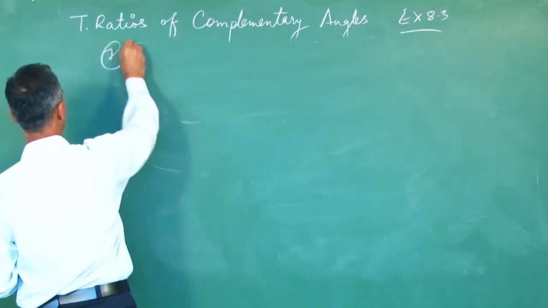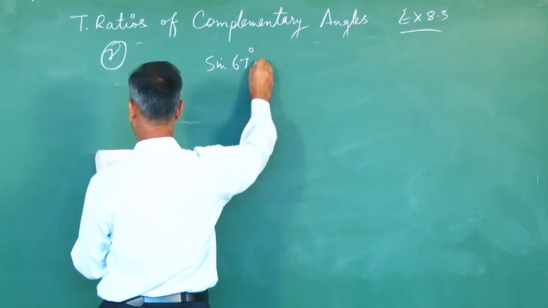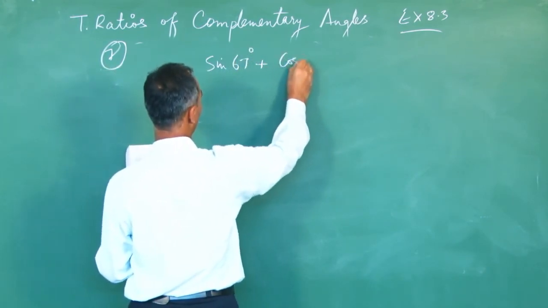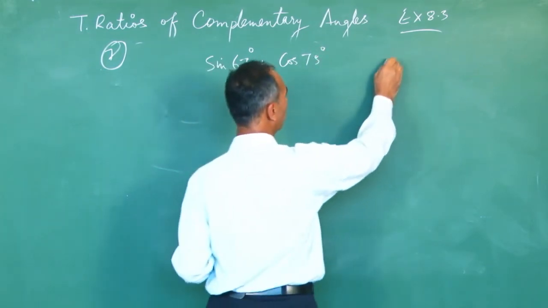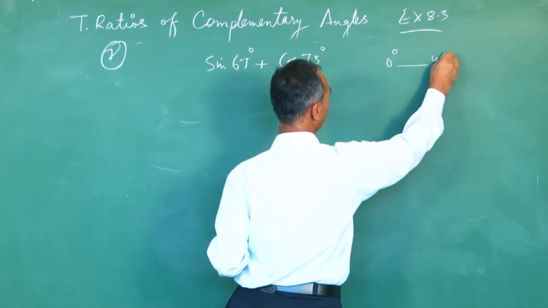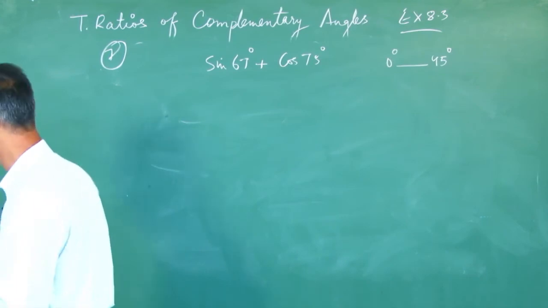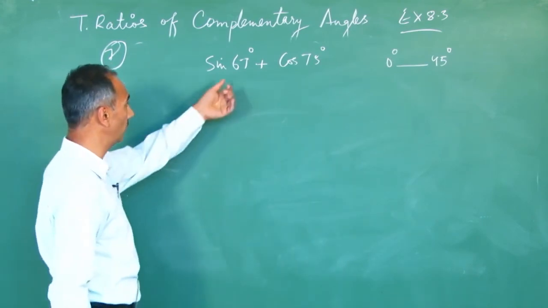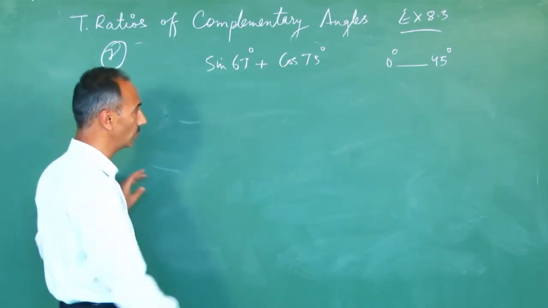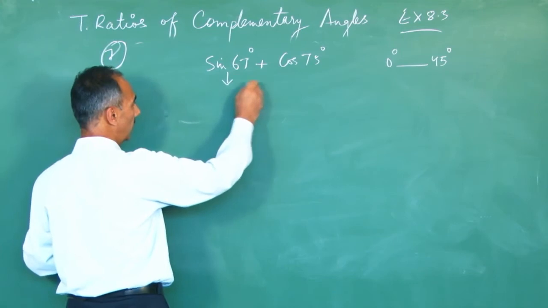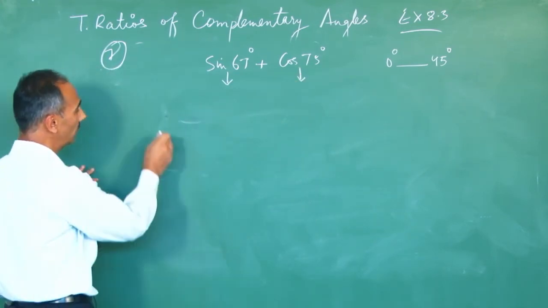The last sum of this exercise: express sine 67 plus cos 75 in terms of angles which are between 0 and 45. So that means we have to change both of them. Previously we have been changing one of the T ratios, but in this case we have to change sine as well as cos, because the demand is angles ought to be between 0 and 45.